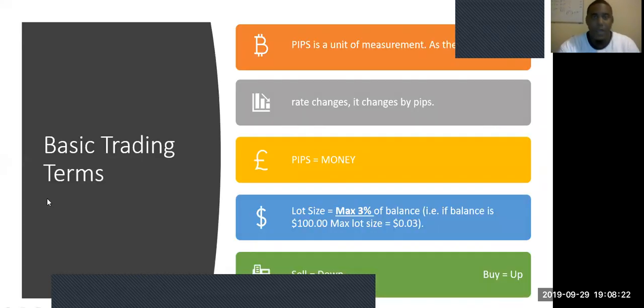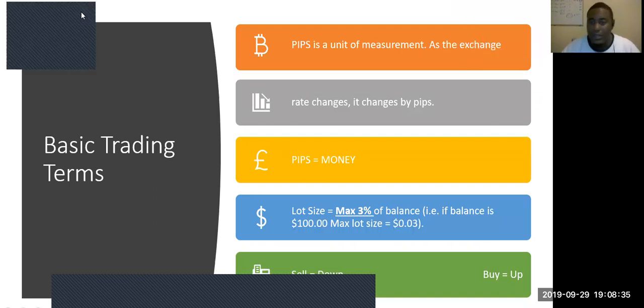So the basic trading terms that we use, you're gonna hear a lot about pips. Pips is basically a unit of measurement. As the market moves, as the exchange rate changes, it changes by pips. Pips equal money. The lot size, you wanna risk no more than 3% of your account balance per trade. Sell is down and buy is up. So if the market is moving up, you wanna be buying. If the market is going down, you wanna be selling.